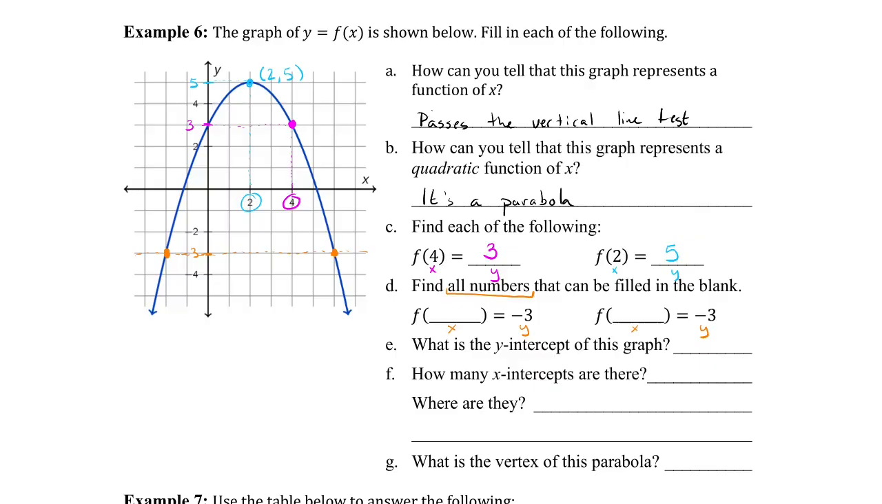Let's see. So this point, no label over here, but it looks like every box is 1. So this will be -2. Over here, we've got 2, 3, 4, 5, 6. So when x is -2, y is -3. When x is 6, y is negative 3. If we were just asked for one value that could go in that blank, we could say negative 2, or we could say 6. Either one would be correct.